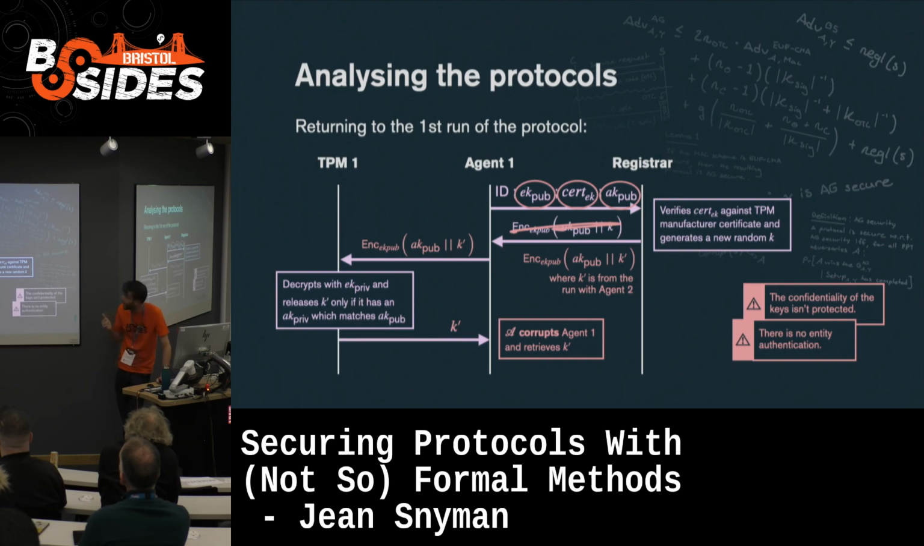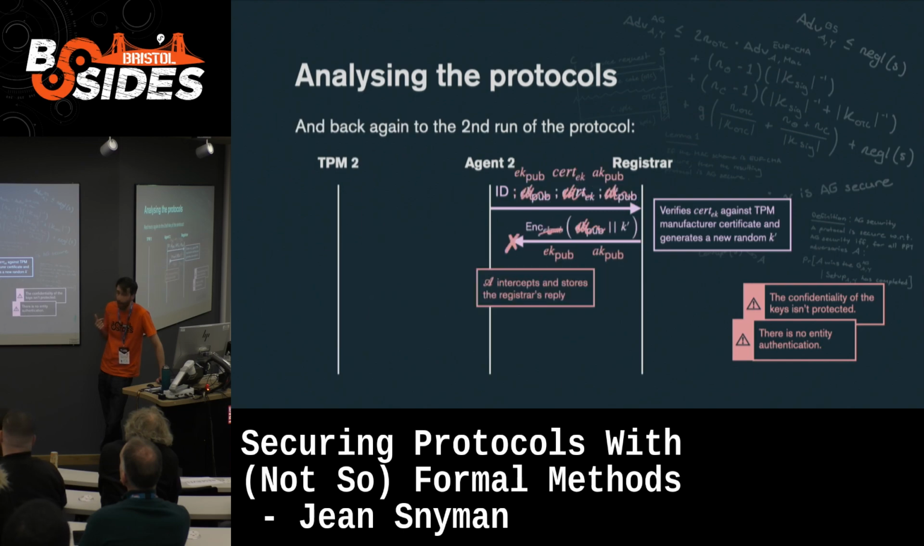Now, because of our adversary's additional capabilities, remember we've said that the adversary can corrupt an agent, right? So we can actually retrieve that K prime from the agent's memory. And now, if we return to our second run of the protocol, we don't even have to do the rest of this protocol, in fact, right? Because we have knowledge of that K prime now. So using that knowledge of the K prime, we can just do this HMAC ourselves as the adversary, right?